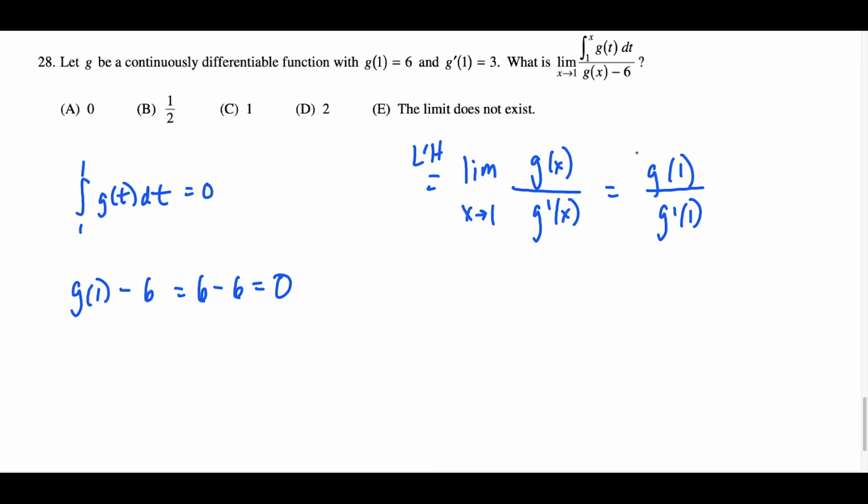And when we simplify this here, g of 1 is equal to 6. They gave this to us. And g prime of 1 is equal to 3. And when we do 6 divided by 3, that's just going to equal 2. So the last question is choice D.